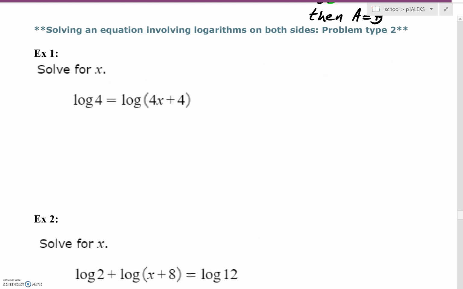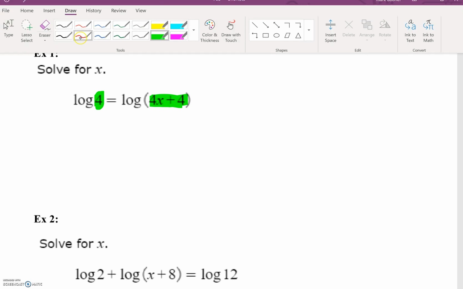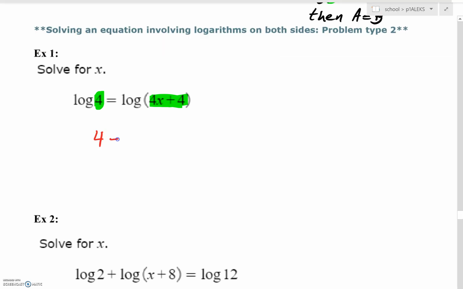But let's take a look at example 1 together right now. We have a log equals a log. And it's only going to take a moment to just say, well, the insides of those logs would have to be equal if that is a true statement. And I'd subtract a 4. 4 minus 4 is 0. Then we divide by 4. 0 divided by 4 is 0.